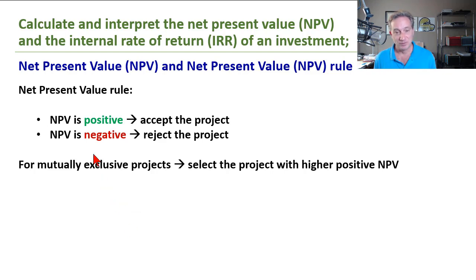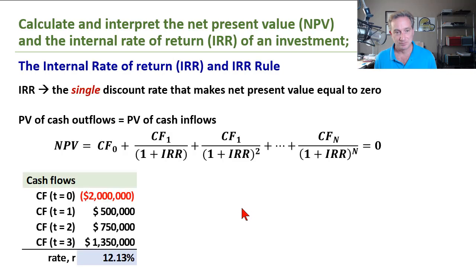It's not a very fancy rule. If it's positive, we accept the project. If it's negative, we reject the project. We got a positive 88,000, so the net present value rule would tell us to accept the project. If the projects were mutually exclusive, meaning they're not independent, or we had to choose one, we would rank them and select the project with the higher positive net present value.